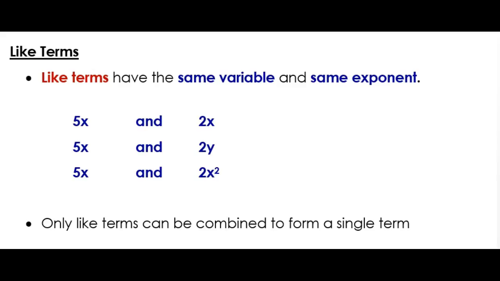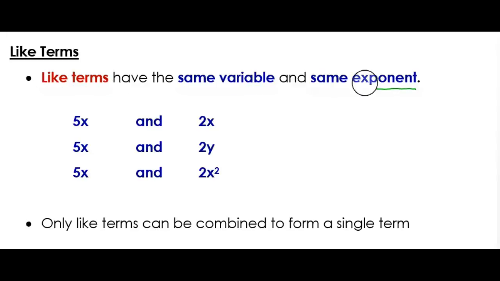So I've been hinting at this in the last little section, which is that only terms that are considered to be like terms can actually be combined, which means that we can simplify them into a single expression. In order for terms to be considered like terms, they have to have the same variable, but also the same exponent on the variable itself.